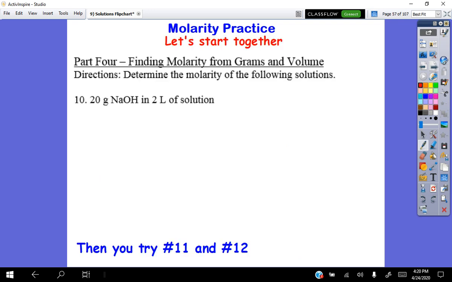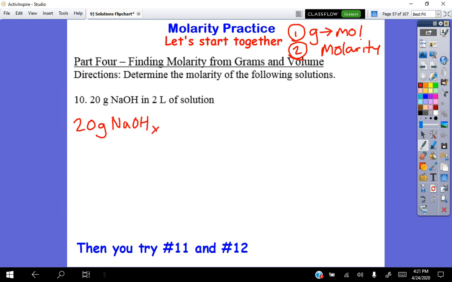All right. The next problem type is very similar. It's just going in the reverse order. So first, we need to convert grams to moles, and then find our molarity. So my first step, grams of NaOH, 1 mole on top, and grams is on the bottom. So figure out your molar mass of NaOH. It is 40 grams, and we're left with 0.5 moles of NaOH here.